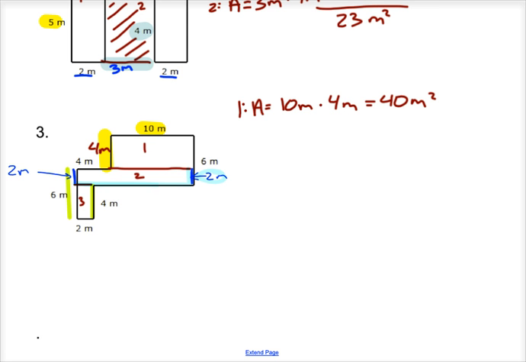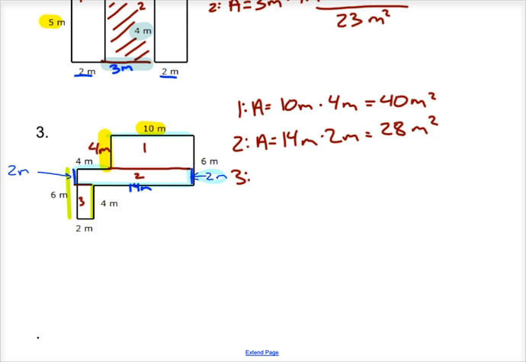So how big is the entire base? Well, trying to figure that out. If I look up above, I know that going across the top is 10, and across this little piece over here is 4. So if the tops are 10 and 4, all the way across is going to be a total of 14 meters. So for shape number 2, my area will be base of 14 meters times a height of 2 meters, which gives me an area of 28 meters squared.